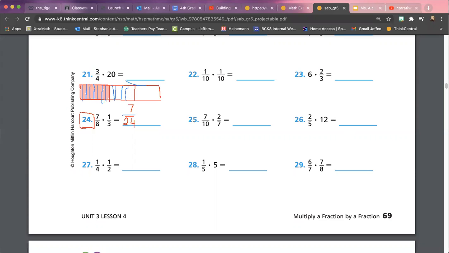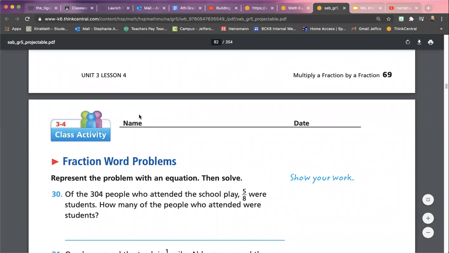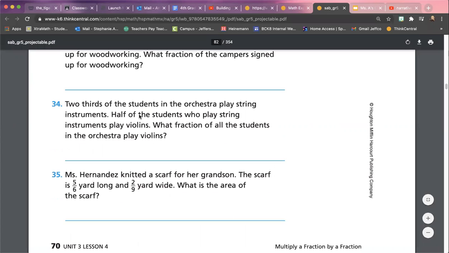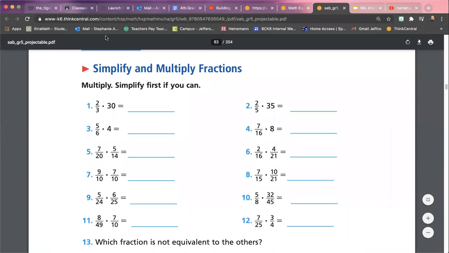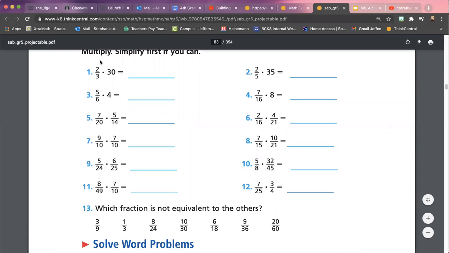Let's do one more together. Let's make it a really hard one. You guys ready for that? I think you are. I'm going to scroll down. Here we go. All right. We're going to do some bigger ones now.